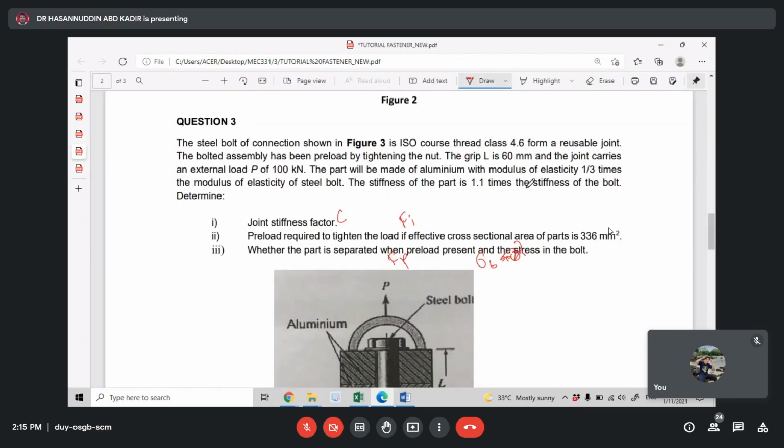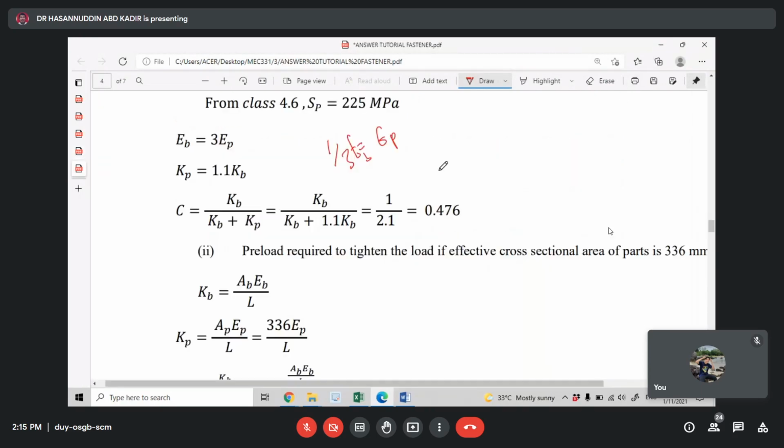Kita baca balik soalan ni, kita tengok betul ke tidak. Is the part made of aluminium with modulus of elasticity 1/3 of the modulus of the board. So mula bahagian sini lah.